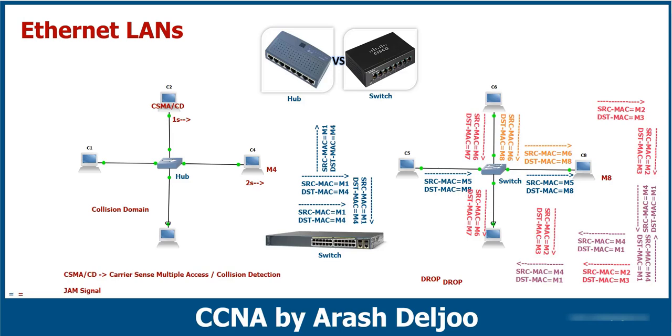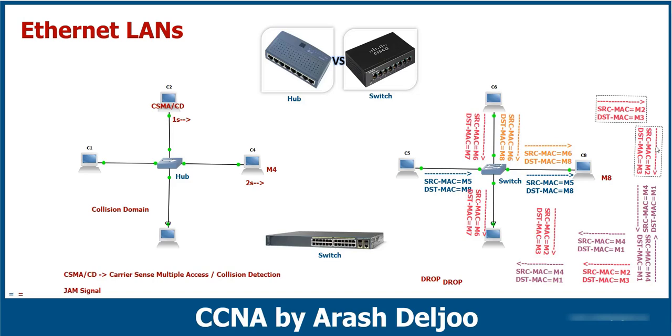With CSMA/CD we can reduce the count of collisions, but collisions can still occur. If you have more systems in one collision domain, the probability of collision increases. And if you have fewer PCs in one collision domain, the possibility of collision is reduced. But when you are using a switch, you don't experience collisions. You know that with a switch, in each situation, we don't experience collisions.